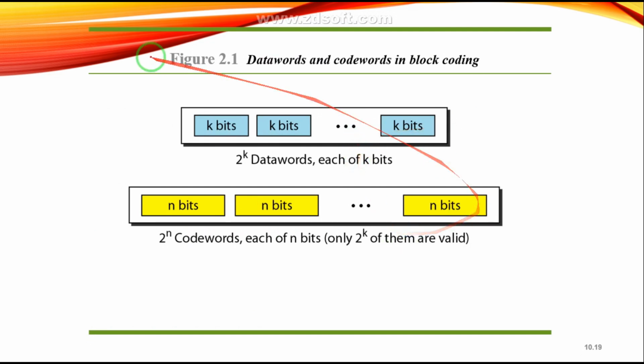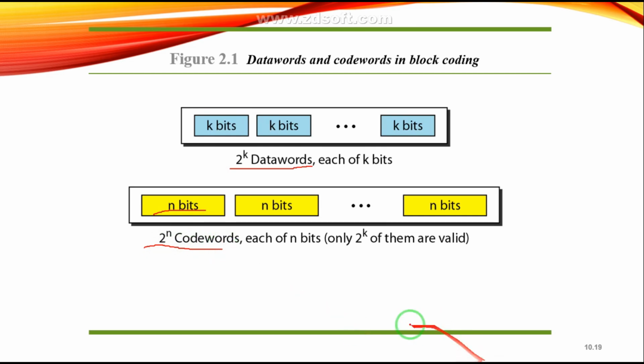Now, if the message is divided into a number of blocks and each block is of k bits, then how many data words could be created from these k bits? That is 2 raised to k data words. Whereas with n bits, which stand for the code word, how many code words can we create? It is nothing but 2 raised to n code words.